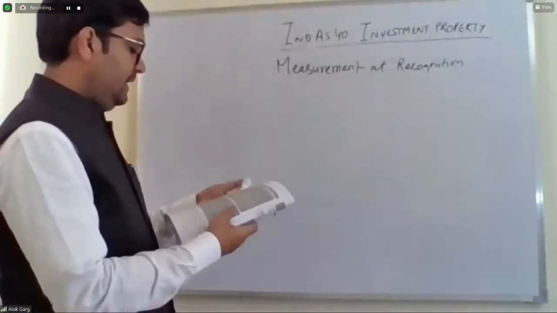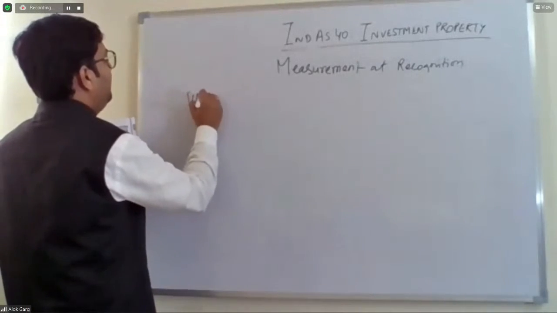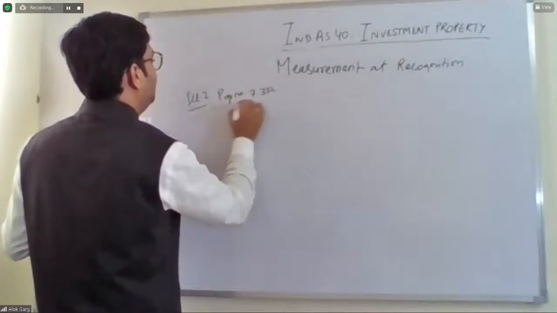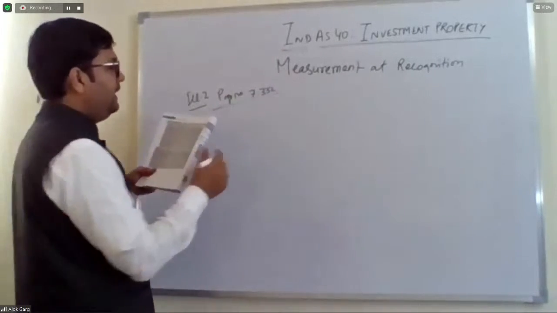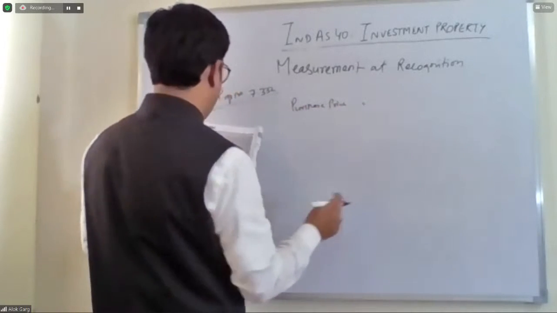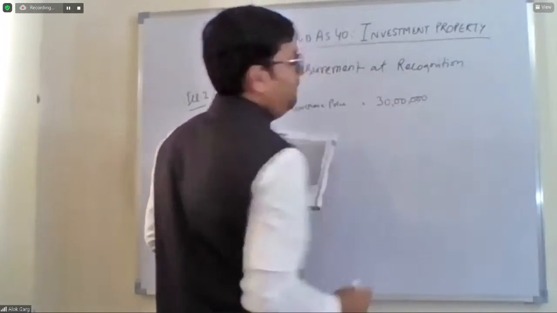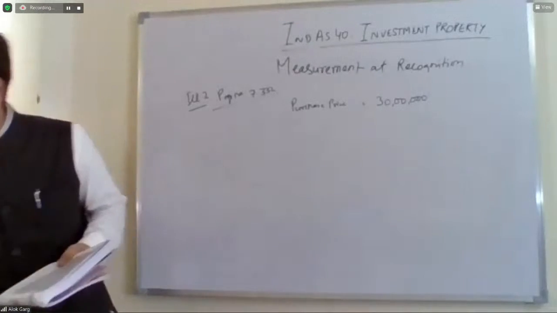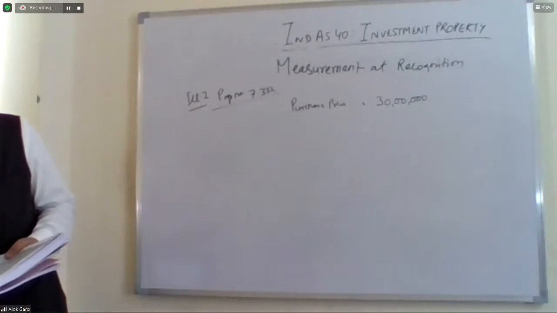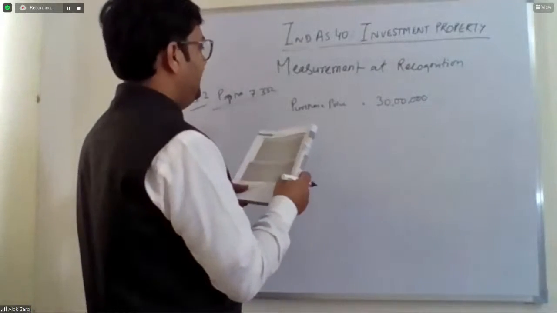So in this case, this is illustration number 2 of page number 7.332 of Institute Study Material. So what is the cost of building? What is the purchase price? Purchase price is 30 lakh.